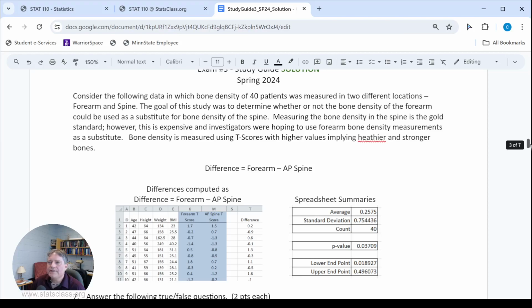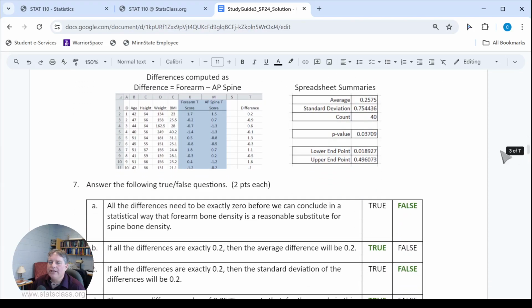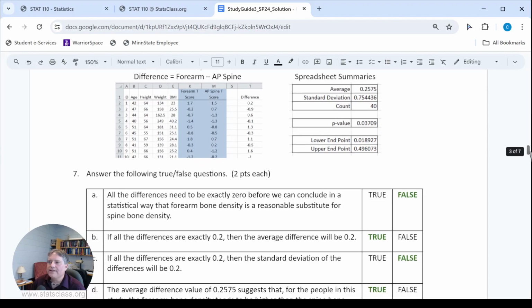It is about bone density, and I am measuring bone density in the forearm and also in the spine of postmenopausal women here. And here are all of my summary statistics, my p-value from my t-test, and then the lower and upper endpoint from my statistical analysis. Let's start with 7A here.